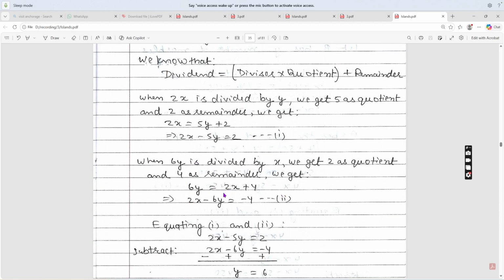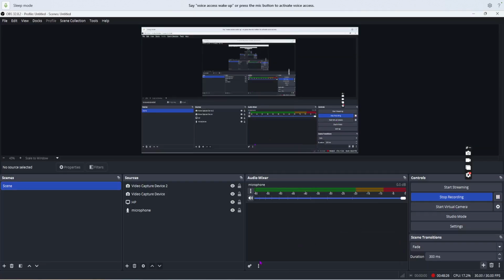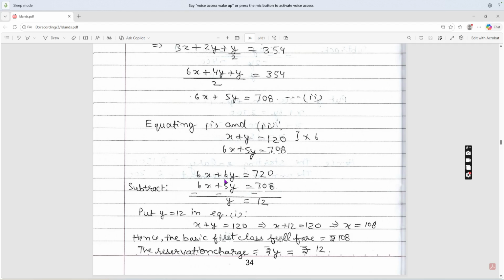Now we are going to do further. Now we are going to operate these two equations. 6x plus 6y is equal to 720. From where do we get it? Just see, x plus y is equal to 120. We are going to multiply it by 6 in order to make the coefficient of x the same as 6. So 6x plus 6y is equal to 720. And here it is 6x plus 5y is equal to 708, which is equation number 2.